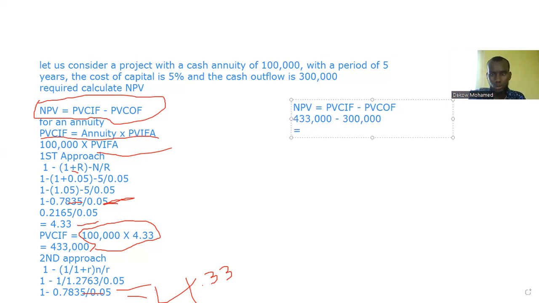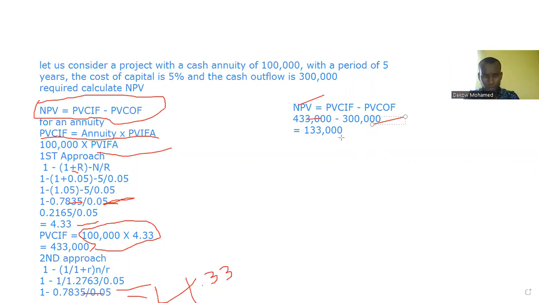For the NPV, we take 433 minus 300, which is 133,000. This is now our NPV, which we say is present value cash inflow minus present value cash outflow. This is a positive NPV, and a positive NPV we have to accept.